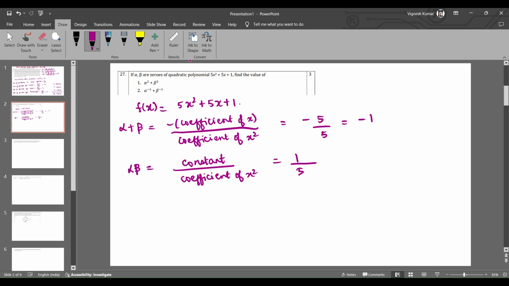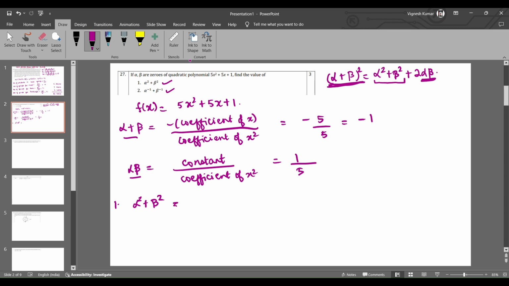So using this information we are going to find the value of alpha square plus beta square and alpha inverse plus beta inverse. First, alpha square plus beta square. Using alpha plus beta and alpha beta, how can we arrive at the value of alpha square plus beta square? If you recall, alpha plus beta whole square is equal to alpha square plus beta square plus 2 alpha beta. Now we have to find the value of alpha square plus beta square, and alpha plus beta and alpha beta values are known to us. So come on, let's do it.